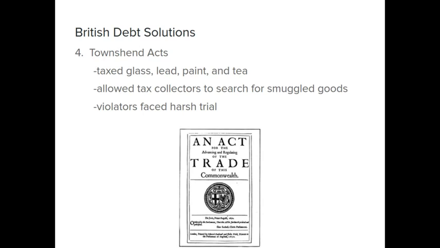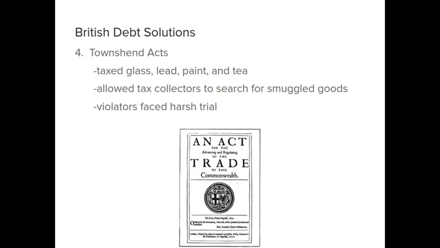And the reason they had to search for smuggled goods is colonists were trying to get around these taxes. So they would smuggle goods like paper products, sugar and molasses, and now these everyday products into the colonies and try to avoid paying that tax. Nowadays, if you have to search for something, you need a warrant, you need just cause, we call it. And these tax collectors didn't need any of that.